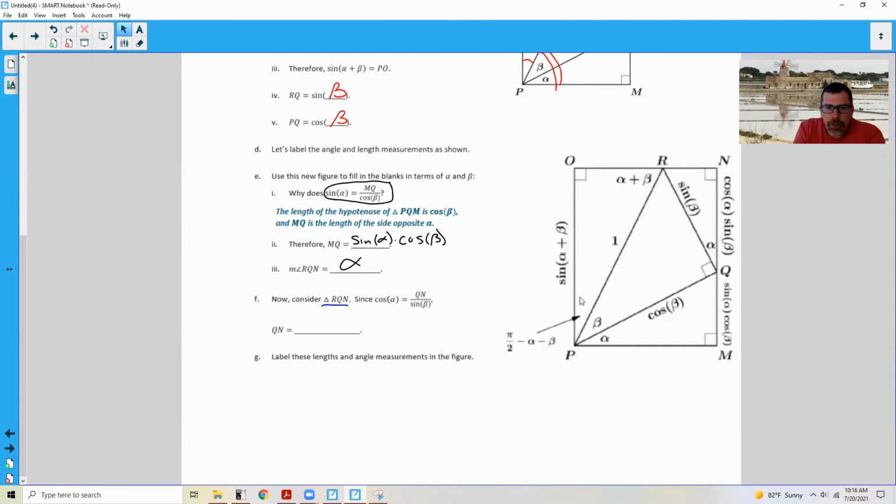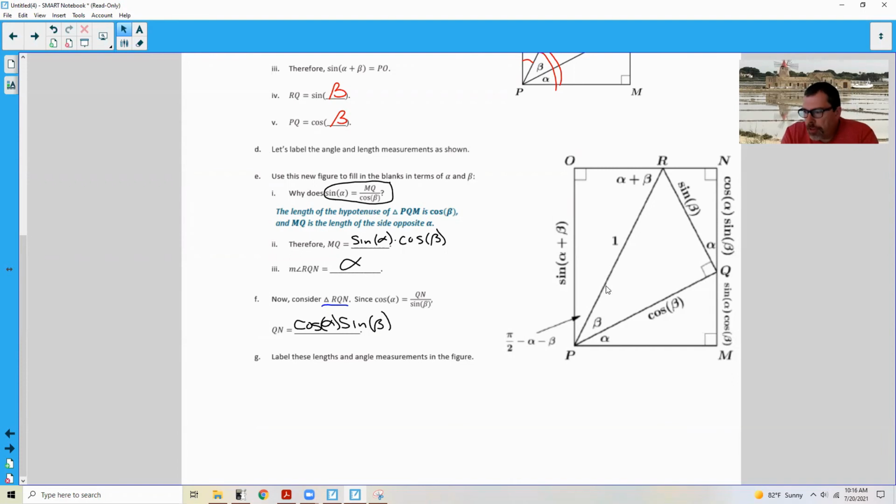Okay. Now we'll consider triangle RQN. So it is this triangle right here. I had it in blue, but I covered it up now. QN equals what? Cosine theta, or cosine alpha sine beta. So this is cosine alpha sine beta.